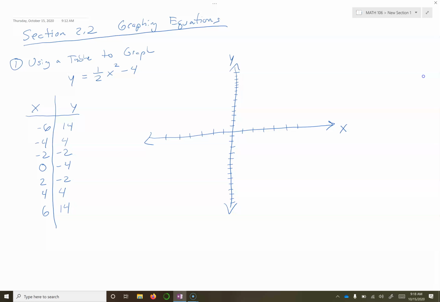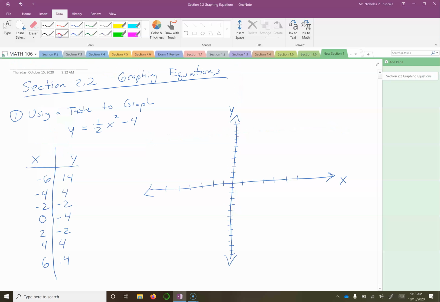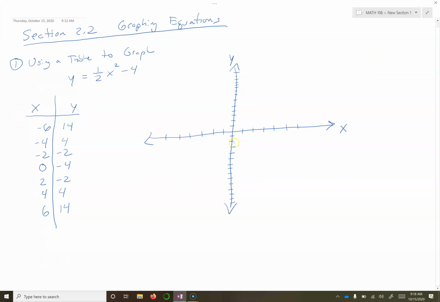Let me get a different color here so it doesn't look so drab. Okay, so 0, negative 4. There's a point. Then negative 2, negative 2. So negative 2 is here. Positive 2, negative 2 is here. 4, 4. That's here. Negative 4, 4. So that's the same spot. And then 6, 14. I know they're at the extreme, so that's easy to point. Okay. So clearly that looks like a parabola, right?